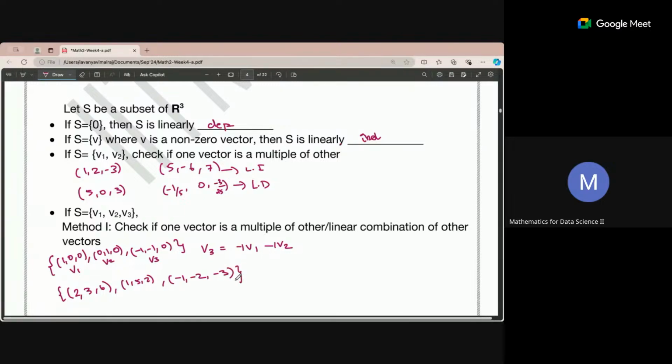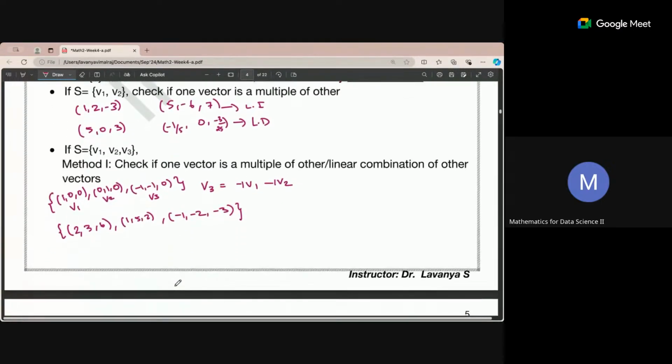Now, can you tell whether one is a linear combination of the other vectors or not? V1 and V3 are not multiples of each other. No, V3 cannot be represented as a linear combination of V1 and V2. Okay, see, sometimes it is not immediately visible.